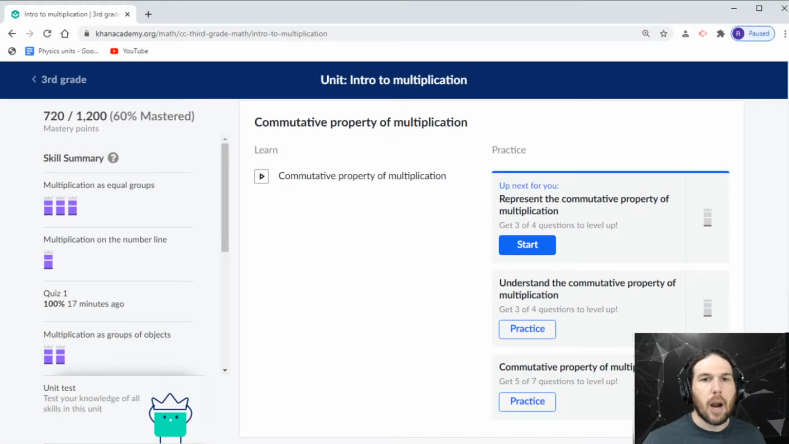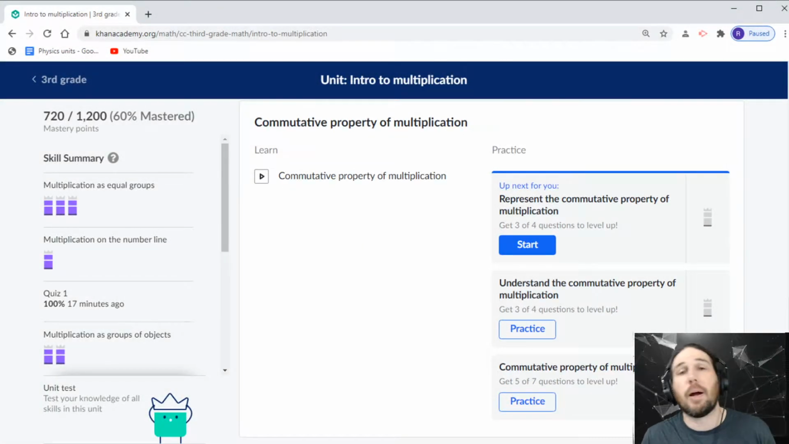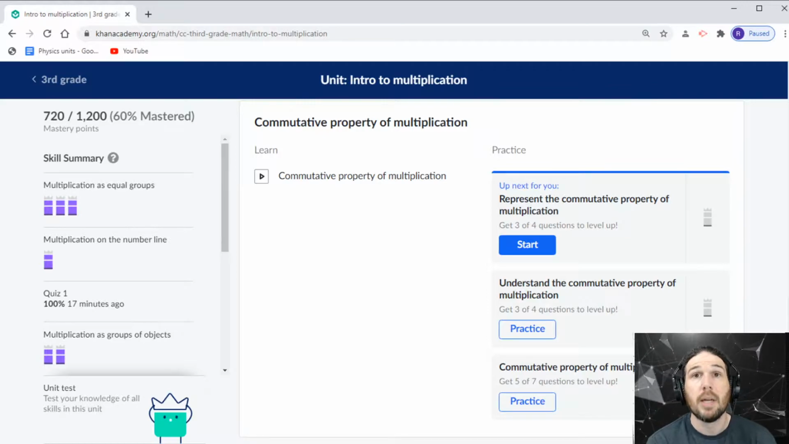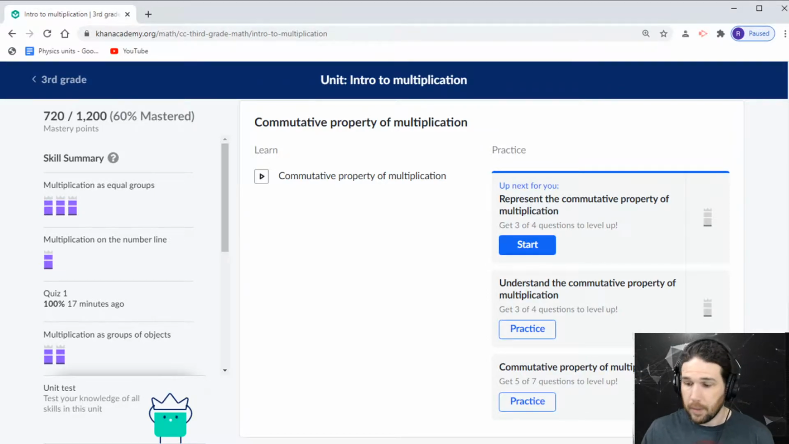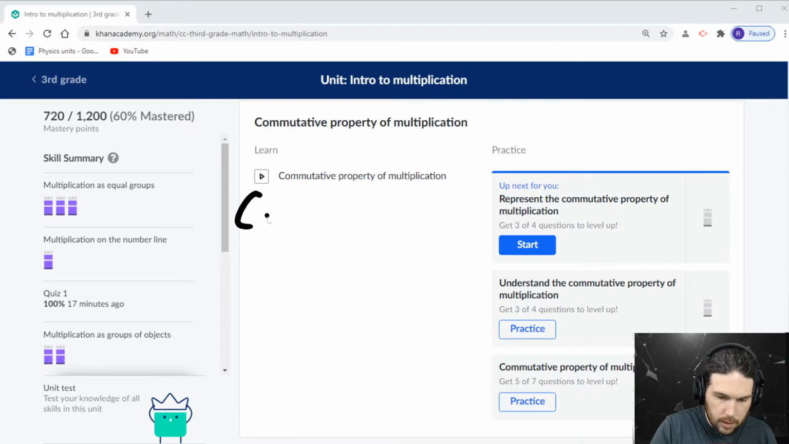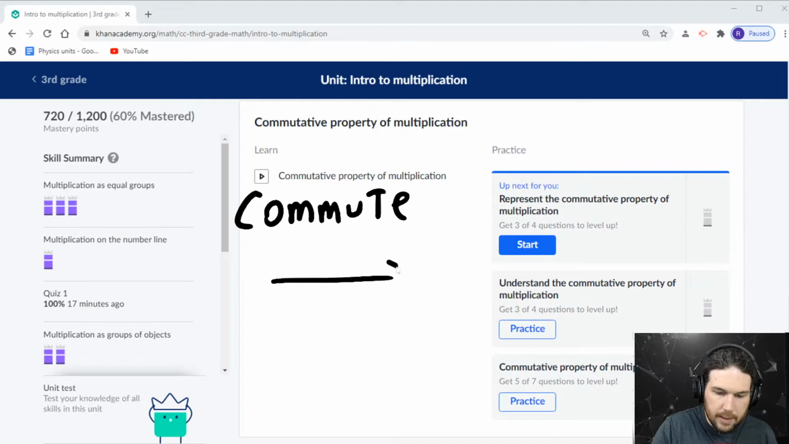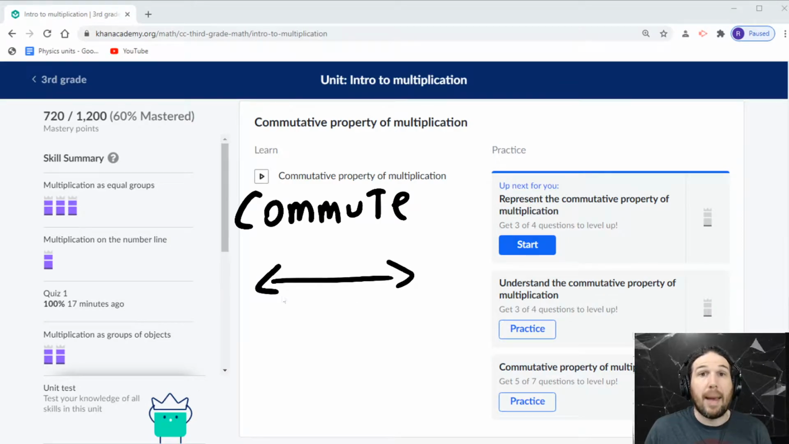The commutative property of multiplication. Now, I have talked about this on this channel so many times, but now we're really going to dive into it. The word commutative comes from the word commute, which means to go there and back again, right?